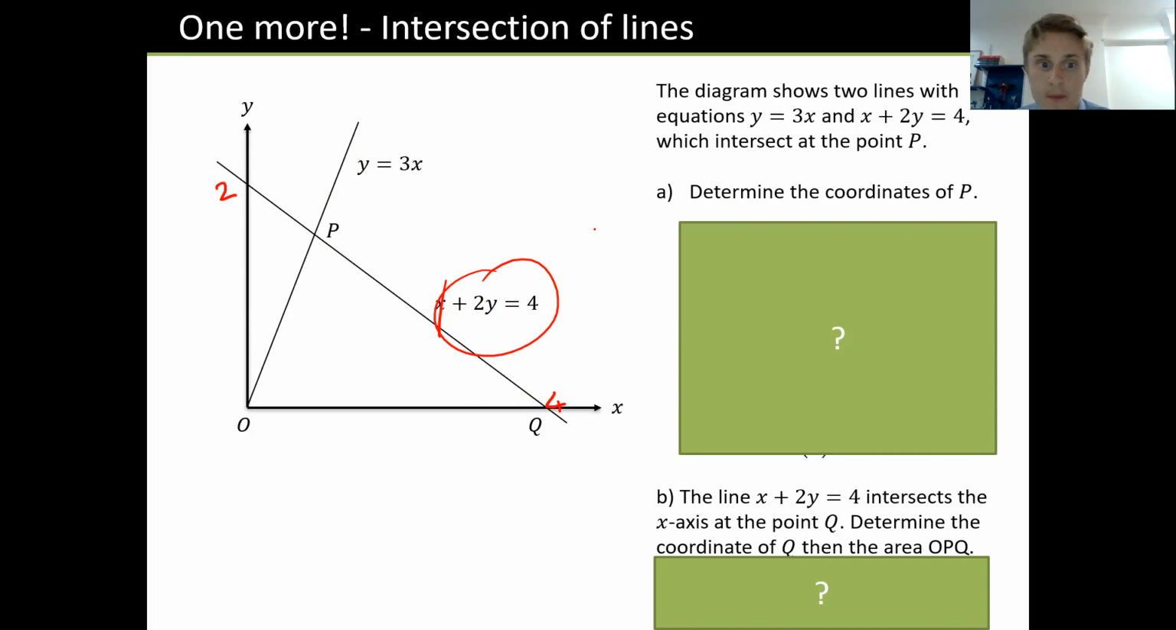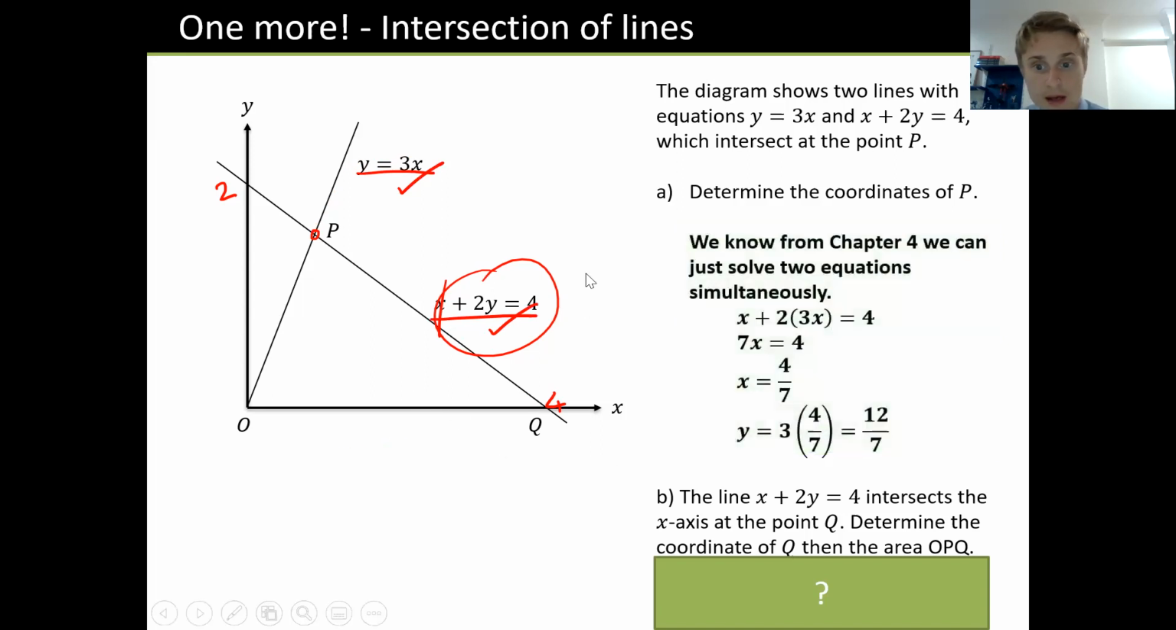They intersect at point P. Point P is here. What do you know about this point? Well, you know that this particular coordinate follows this rule, and at the same time, it follows this rule. So you can solve them simultaneously, and it will tell you the answer. They're using a substitution method here. So the y in this part here has become 3x because of the other equation. Gives you an x answer of 4 over 7, gives you a y value of 12 over 7.